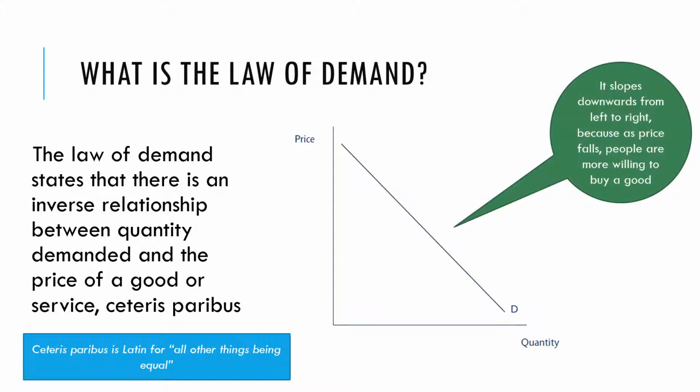So what this tells us is that it slopes downward from left to right, because as price falls, people are willing to buy more of a good. So we always draw a demand curve sloping down to the right. That's very important. And a way to remember that is that your demand curve goes down. D for demand and D for down. Start high and draw it down. Down, down, down, down, down.